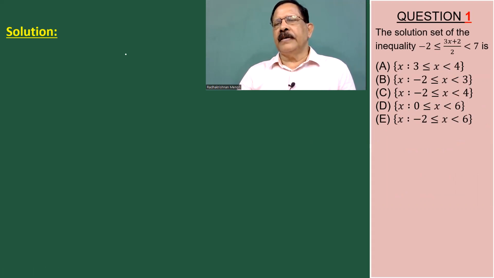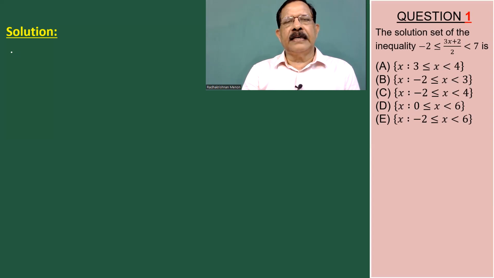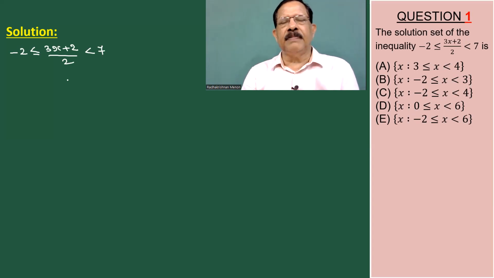The solution set of the inequality -2 ≤ (3x + 2)/2 < 7. Straight away, we can use properties of linear inequality. You have to get x independently so that we will be able to know in which interval x lies. For that, you multiply throughout by 2. When you are multiplying by a positive quantity, the inequality will not change.